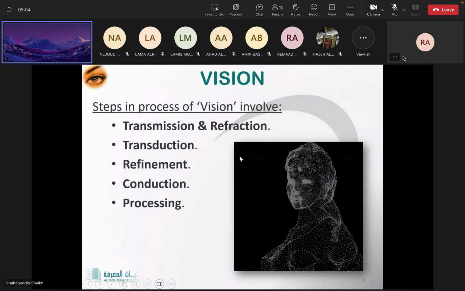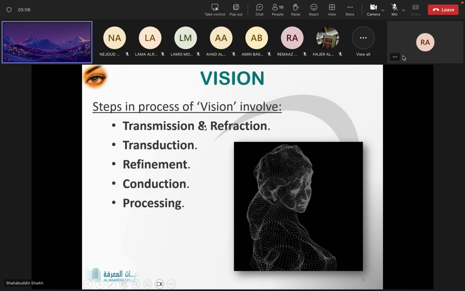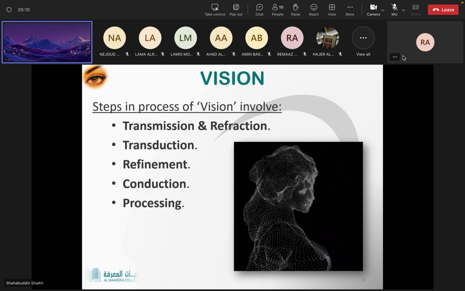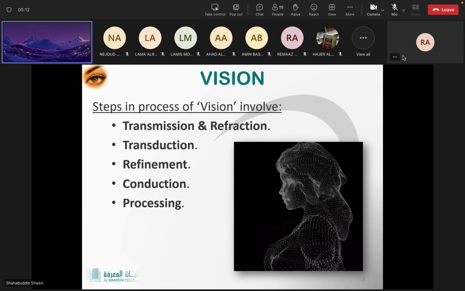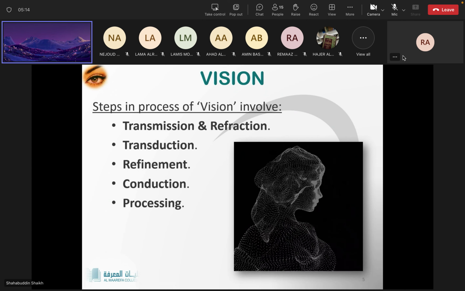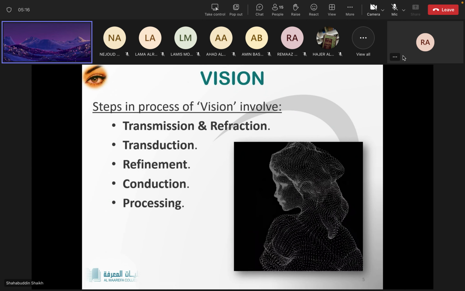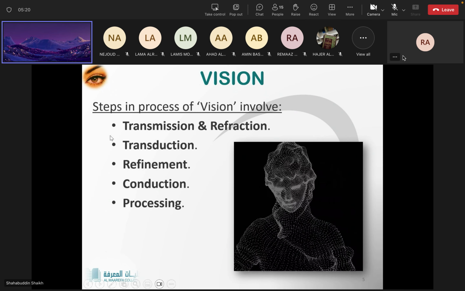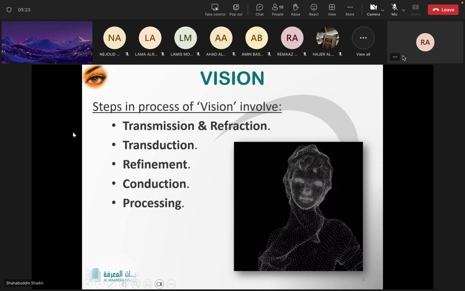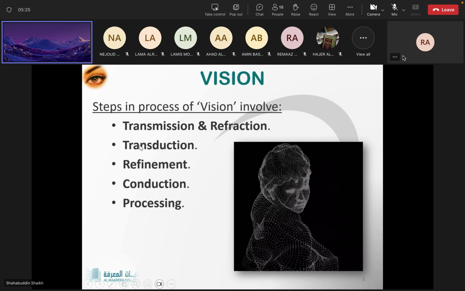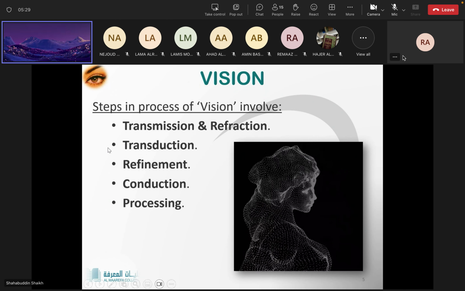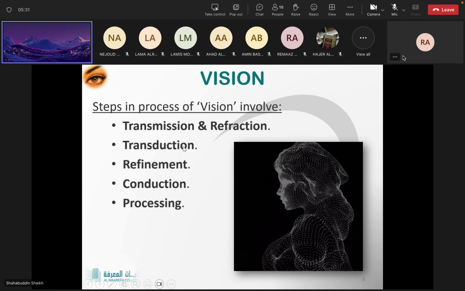So this is our first part, transmission and refraction. Light from the environment is collected through the lens of the eye and directed towards the receptors which are in the back side of the eye on the retina. Once the light reaches the retina, the receptors convert this light energy into action potential. This is called transduction.